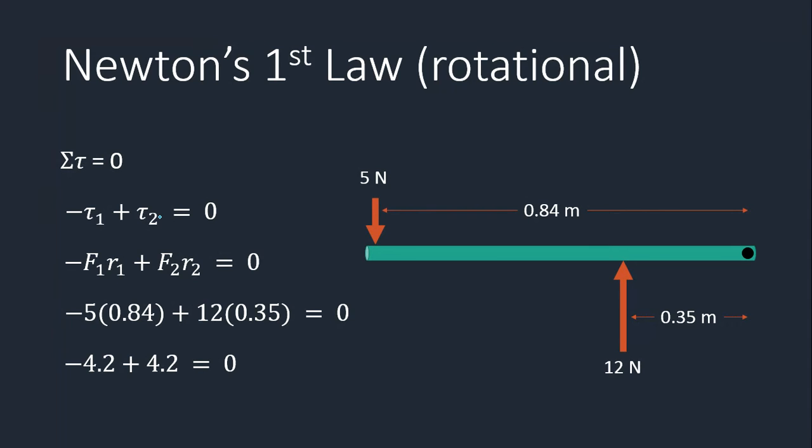Let's look at how we would use the mathematical version of this equation. Sigma torque is equal to 0. Essentially, this means that if you add up all of the torques acting on an object that is in equilibrium, you should get 0. And to calculate the torque, you just need to do the force times the lever arm in a very basic situation.